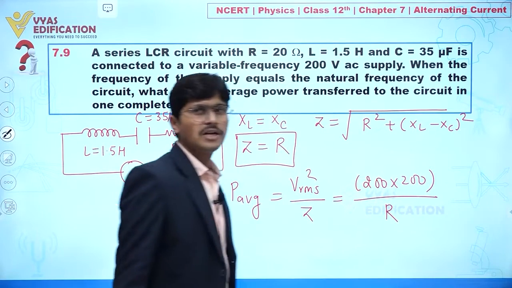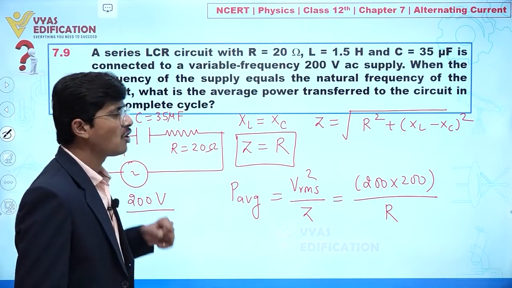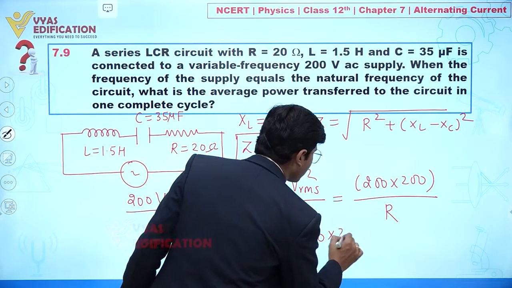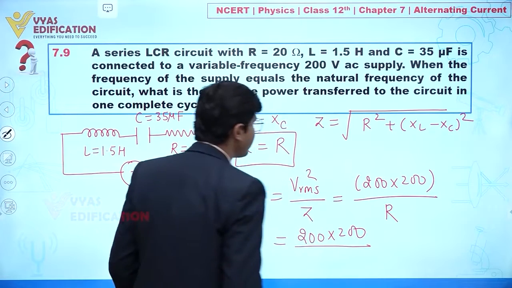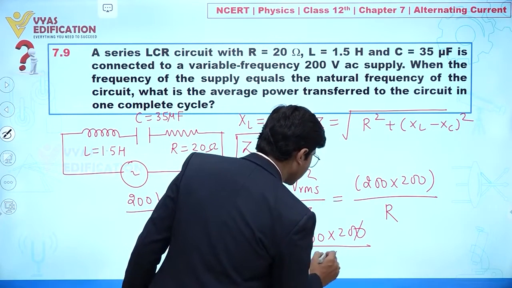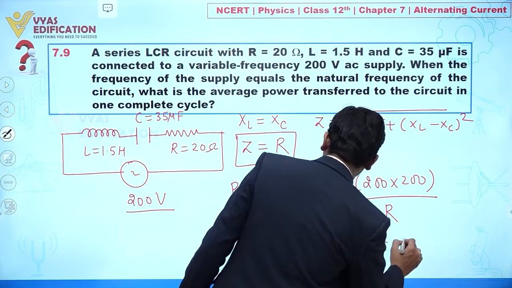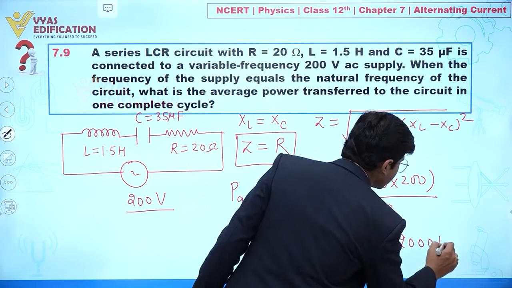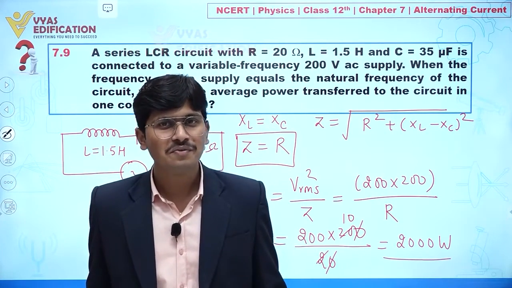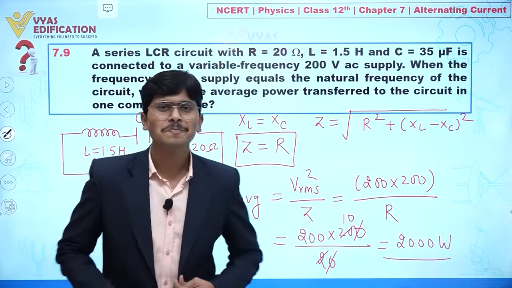Now the value of R is given, 20 ohm. So this is 200 into 200 divided by 20. I can say this one and this one cancel out, that is 10. So from here we get 2000 watt, or I can say this is equal to 2 kilowatt. So this is all about this question.